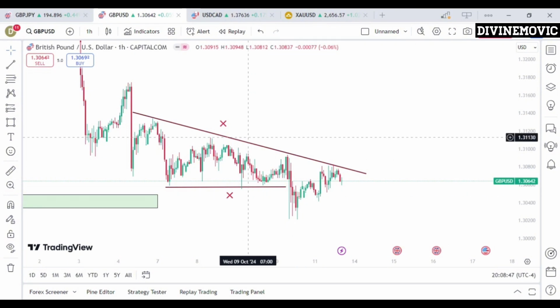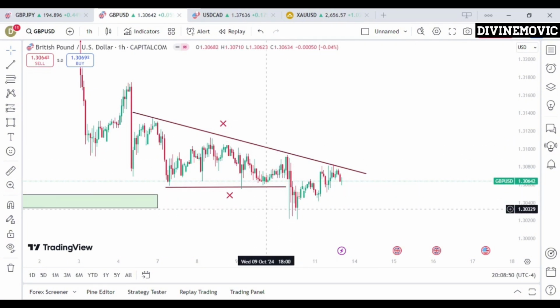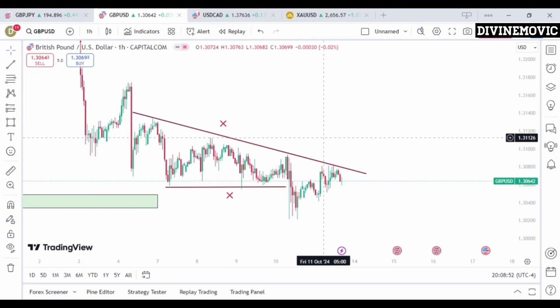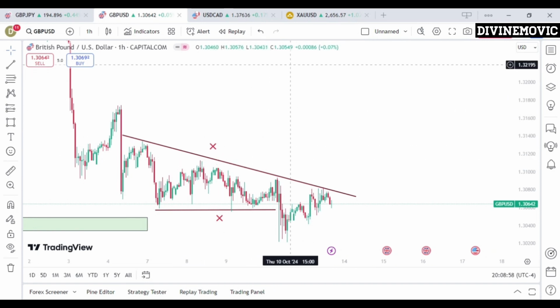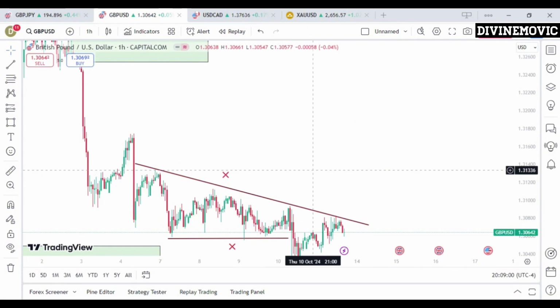Liquidity at this point, liquidity at this point here. Price is taking out liquidity. What it means is that price is likely going to take out this liquidity at this point here and probably go get to this point to continue the sell, because price is basically in a bearish momentum.